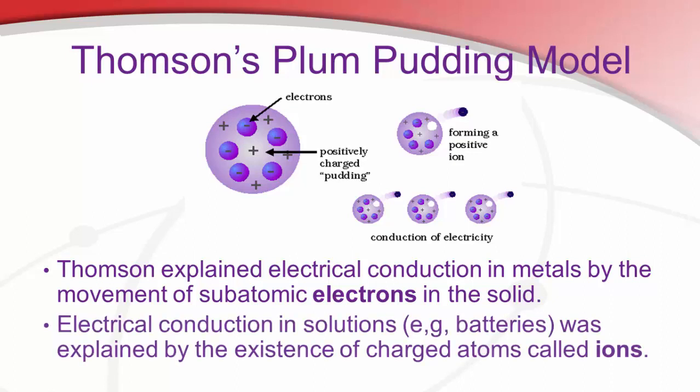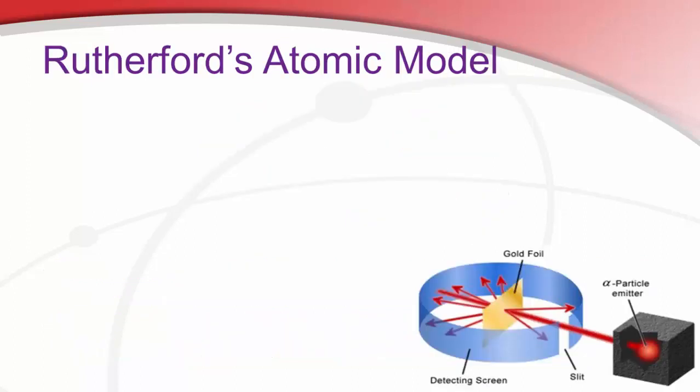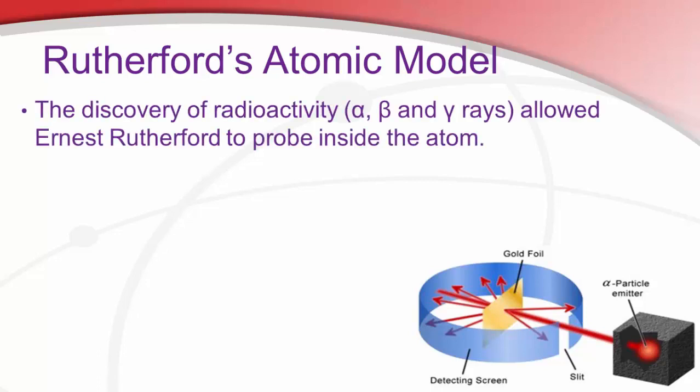Okay, so now we have this new plum pudding billiard ball thing, and along comes a guy named Rutherford. Now, Rutherford was interested in the idea of radioactivity, alpha, beta, and gamma rays, and using those to interact with atoms to try to give further insights into what these things were, these atom things.